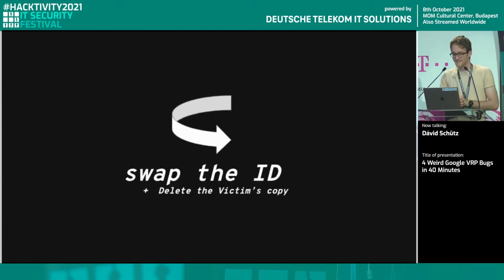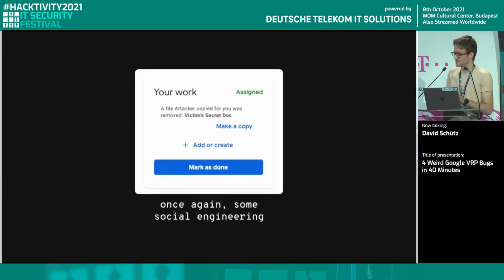I swap the ID of the template and set it to the victim's document. After this, I had to also delete the victim's pre-existing copy of the template from the shared drive folder. Since the victim's copy for this assignment was deleted at this point, when visiting the assignment, the victim got prompted to make a copy. But if you take a closer look, now the target document is the victim's secret doc, which we swapped the ID to previously.